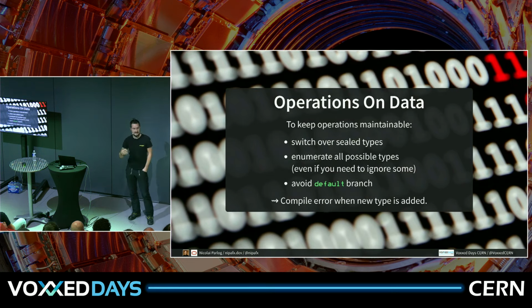Because to keep this maintainable, you want to always switch over, well, in this data-oriented programming paradigm. There are other situations where you might want to switch over other types. But if you want to do this data-oriented programming paradigm where you implement your operations outside of the type, then you want to switch over sealed types. You want to enumerate all possible subtypes, even if some of those you don't really need to treat, and you want to avoid the default branch so you get that compile error. That's very important. Second most important slide of the presentation.